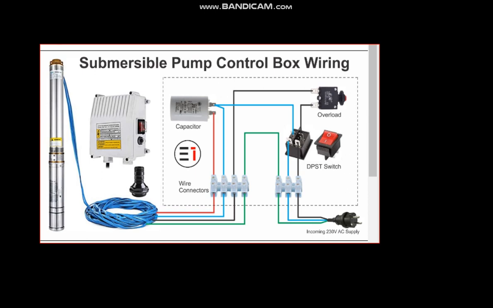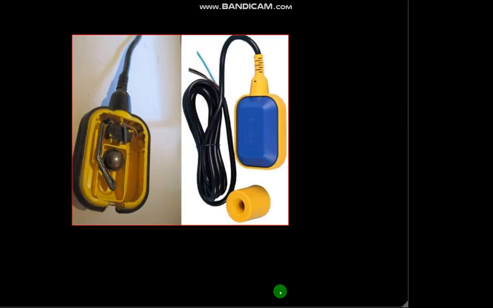Then there's another pictorial view of a flow switch. This is something like this again. This is the composition, how the internal composition looks like with a limit switch and a rolling ball. Okay, so we're going to integrate a circuit now by adding this.